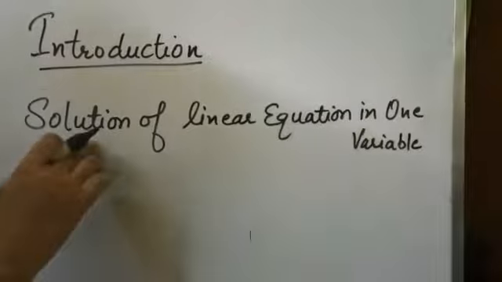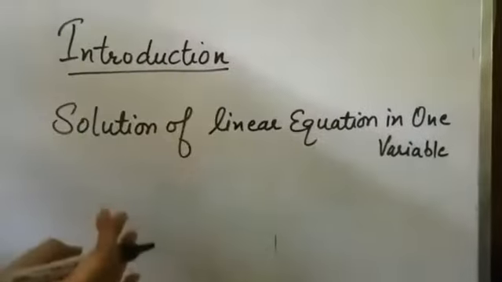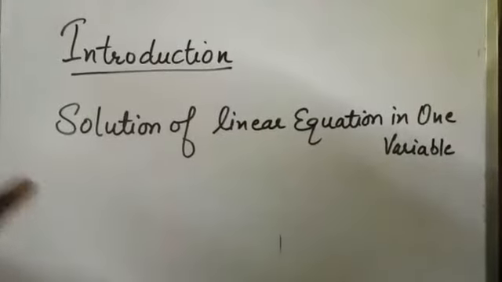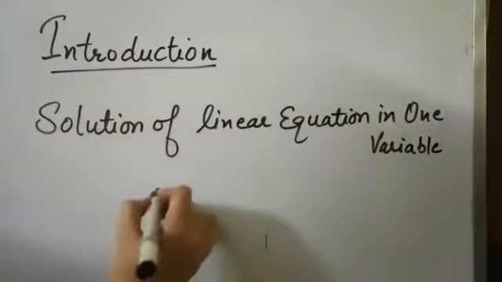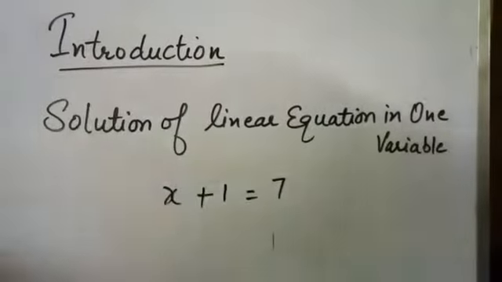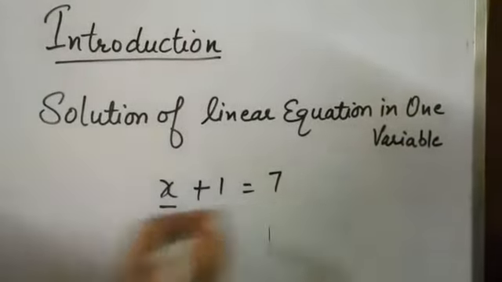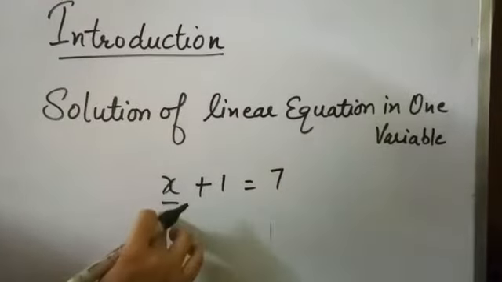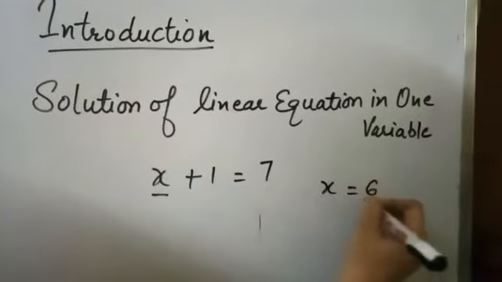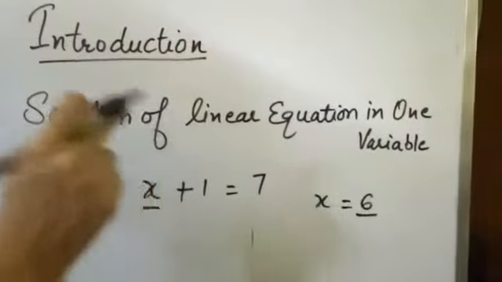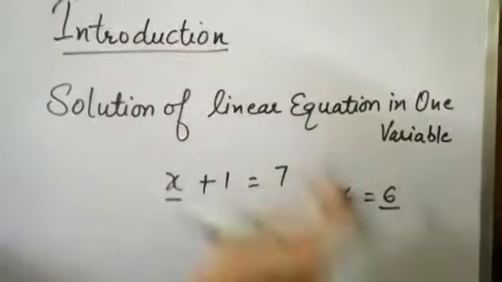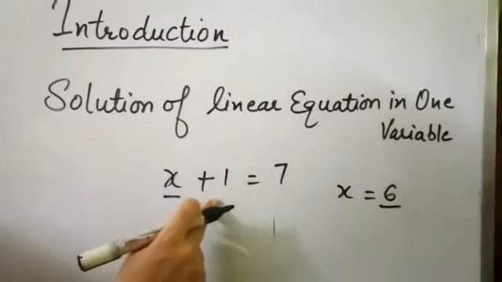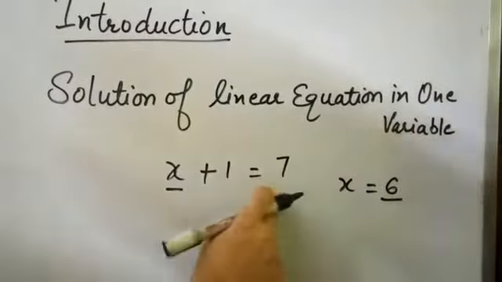Now next, the solution of a linear equation in one variable. Do you remember that any value of the variable which satisfies the given equation is called the solution of that equation? x plus 1 is equal to 7. For what value of x will this equation be satisfied, that is, LHS is equal to RHS? The value is 6, x is equal to 6. So 6 is the solution of this linear equation, because after putting the value 6 in place of x, LHS 6 plus 1 is 7, which is equal to RHS 7.